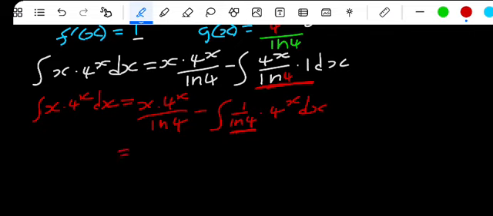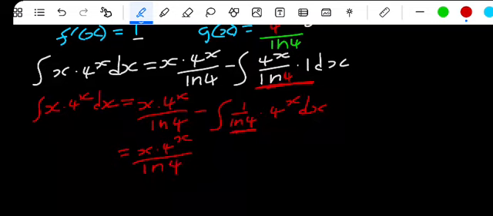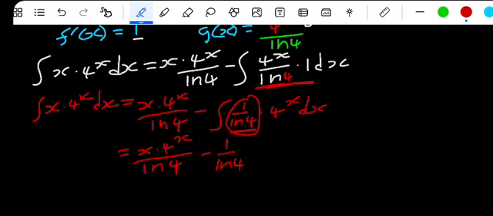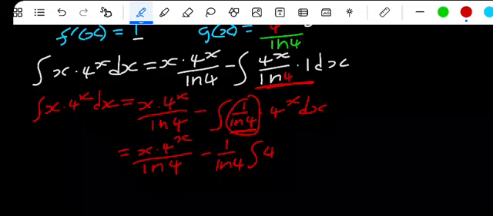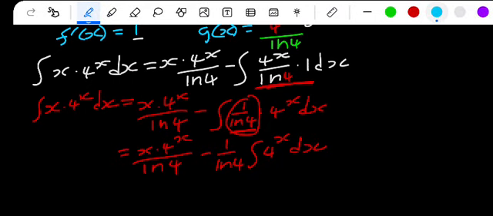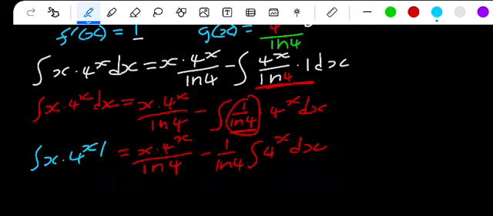I can take this outside of the integral. I'll have 4^x over ln 4, and taking this outside of the integral, I'll have minus 1 over ln 4 times the integral of 4 raised to the power of x dx. So this, as you can see, is what we started with. We'll integrate that. On our left hand side we still have ln x multiplied by 4 raised to the power of x dx.